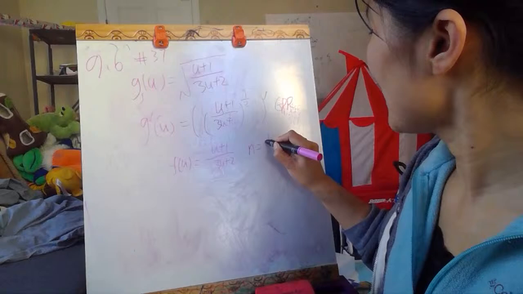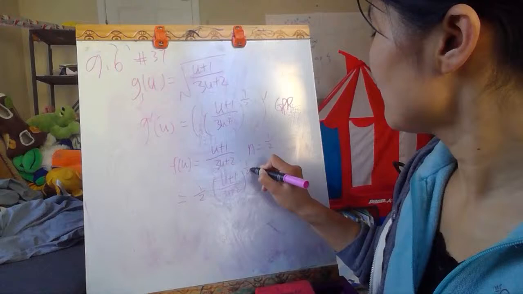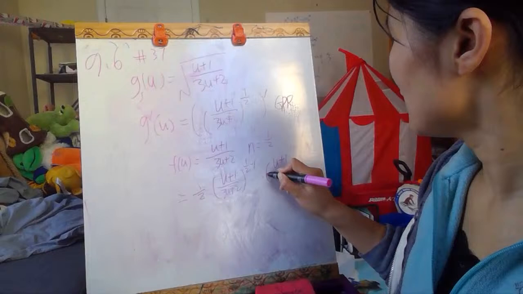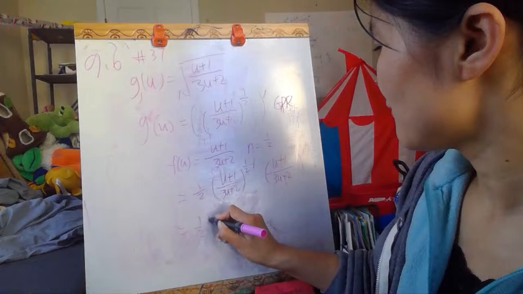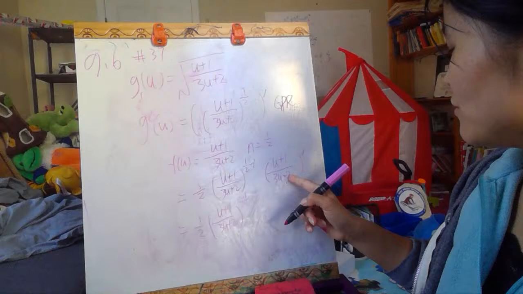N is 1/2. So if you use the general power rule, it is 1/2 times u plus 1 over 3u plus 2 to the 1/2 minus 1, then times the f prime. f prime is u plus 1 over 3u plus 2 prime. So now it equals 1/2 times u plus 1 over 3u plus 2 to the negative 1/2, because 1/2 minus 1 is negative 1/2. So here, for u plus 1 over 3u plus 2 prime, we use the quotient rule.